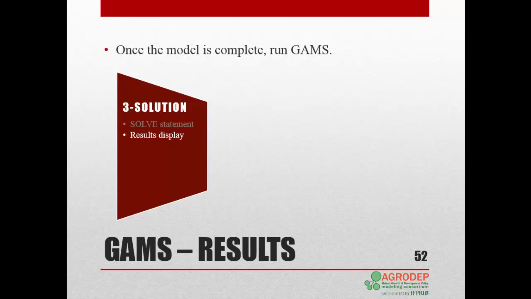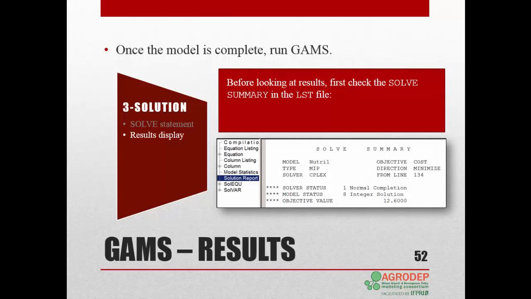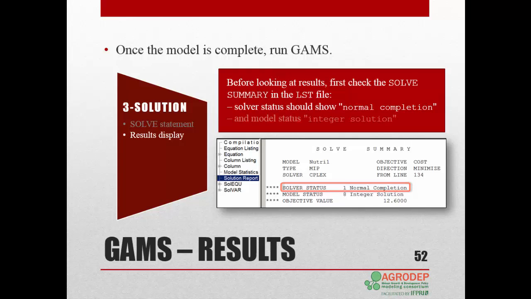We have completed the model. Once you have written the model in GAMS IDE, you can run the model simply by clicking on the red arrow button in your task menu or by pressing F9. Before looking at the result, check the solve summary in the list file to verify that the model ran correctly. The solver status should read normal completion. The model status should read integer solution.